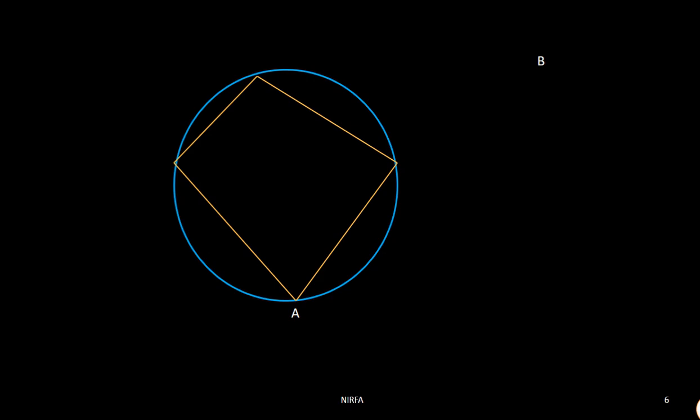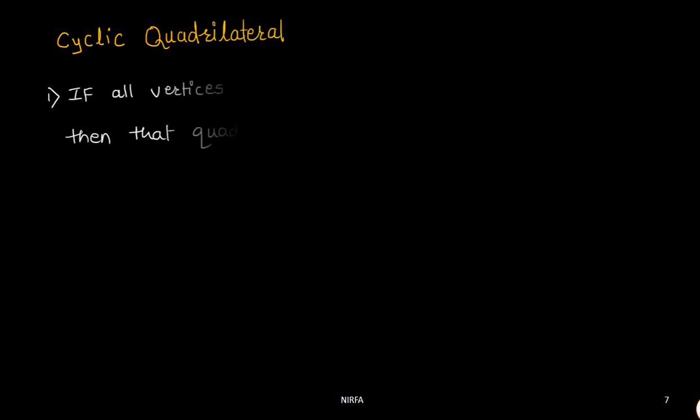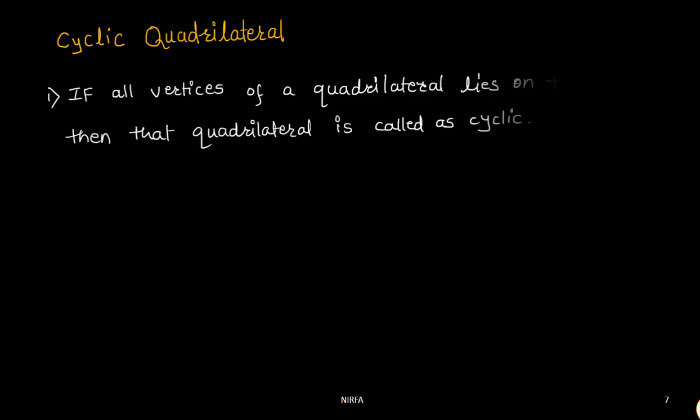So the obvious question is, what is meant by a cyclic quadrilateral? So I am explaining the meaning of a cyclic quadrilateral. If all the vertices of a quadrilateral lie on a circle, then that quadrilateral is called cyclic. So to decide whether the given quadrilateral is cyclic or not, the information must be provided that all vertices lie on the circle. Then only we can say that it is cyclic.